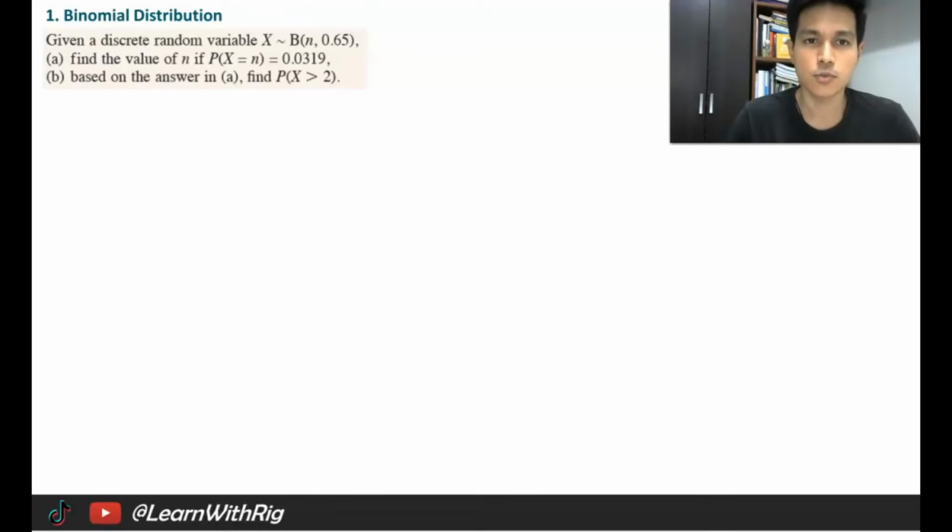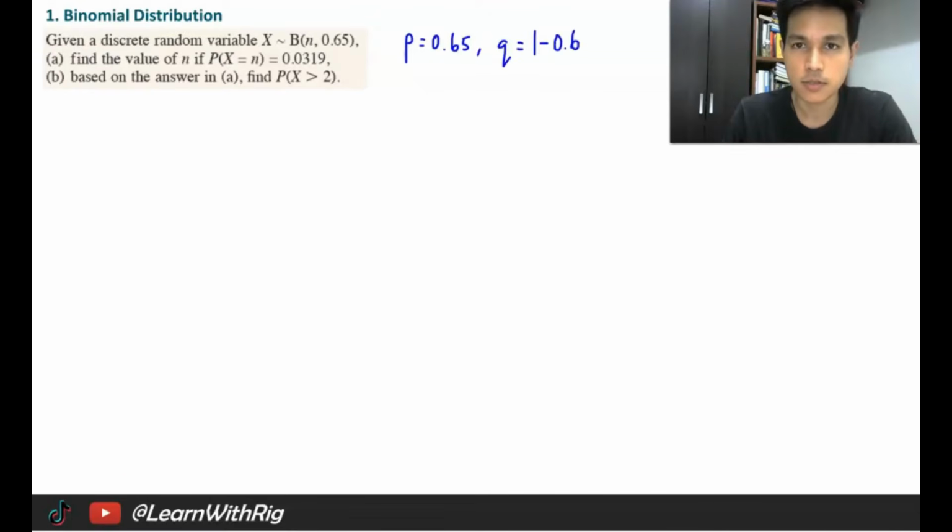So from here you know that p is equal to 0.65. Okay, so if p is 0.65, what is q? q is 1 minus 0.65. So you get 0.35. Okay, so that is the q value.